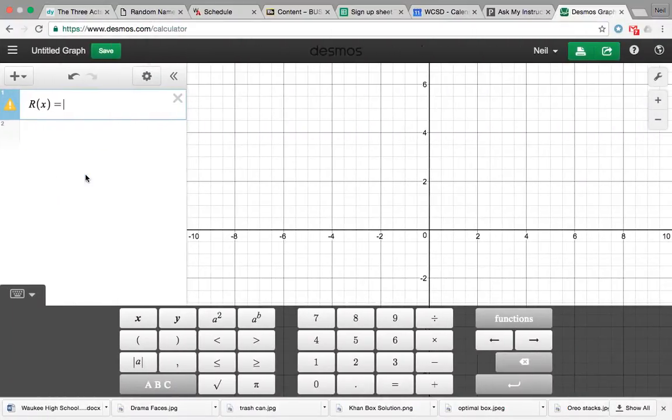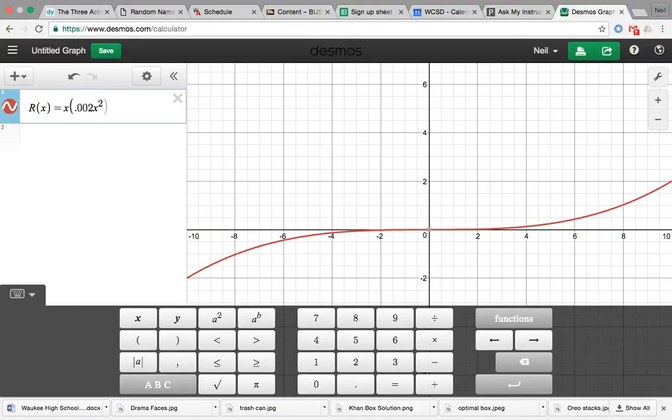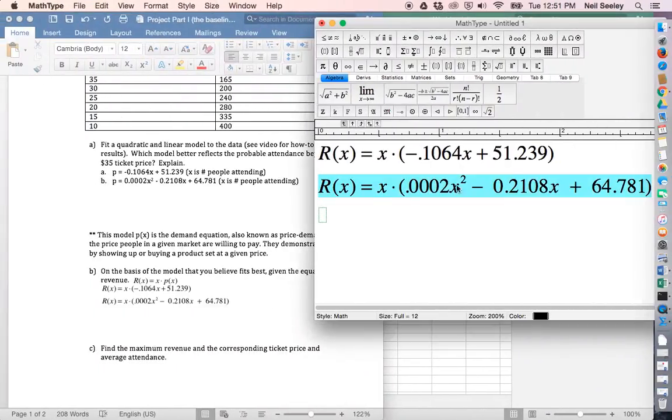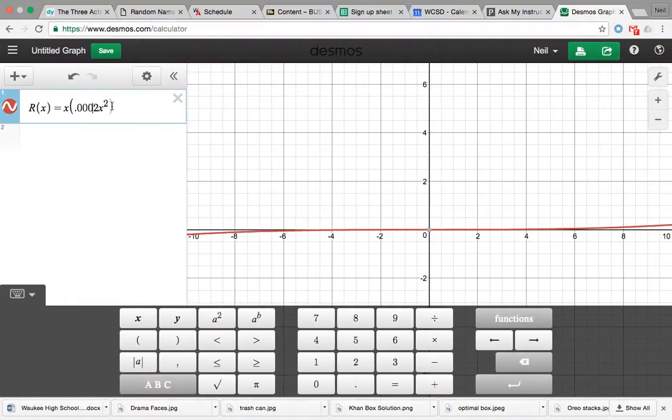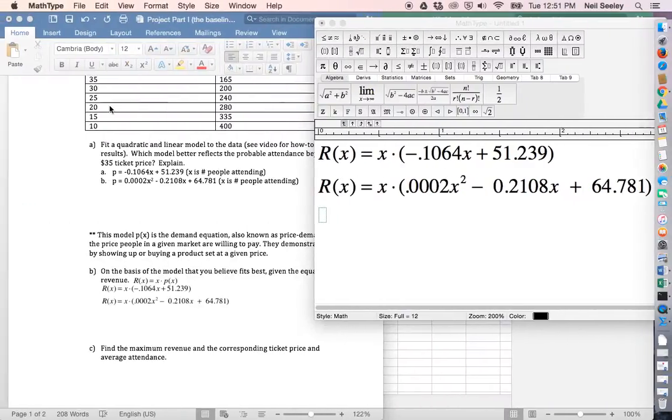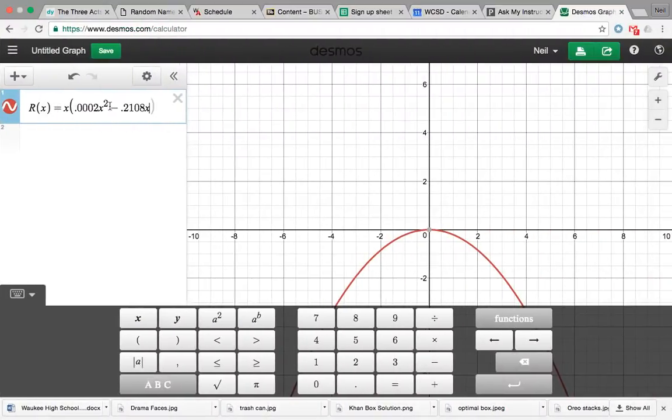0.002x squared x, 0.002x squared, and none of zeros, did I? Beautiful. Then you go to negative 0.2108 up there, minus 0.2108, minus 0.2108. You have to let me know later on if something funny happens in here. And then plus 64.